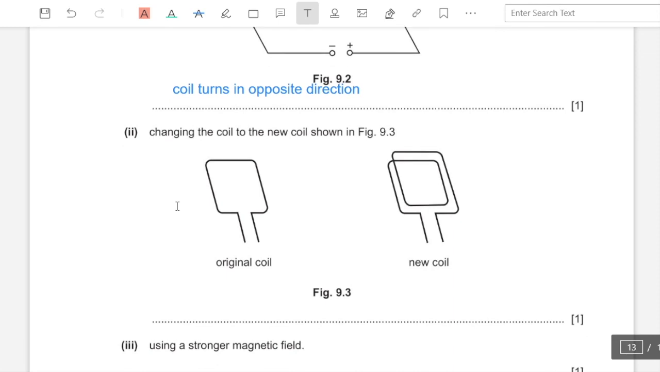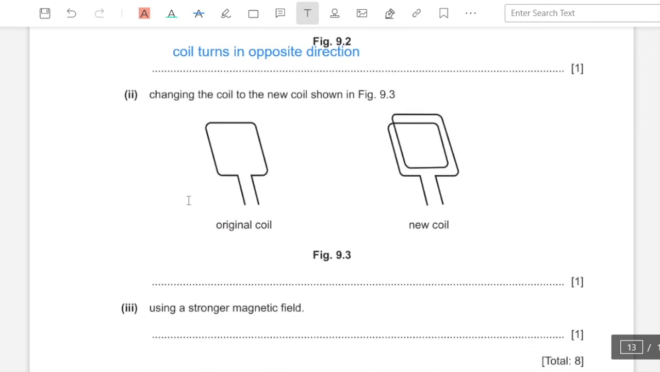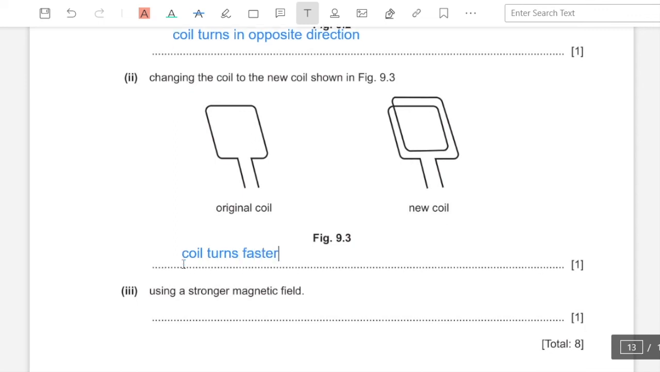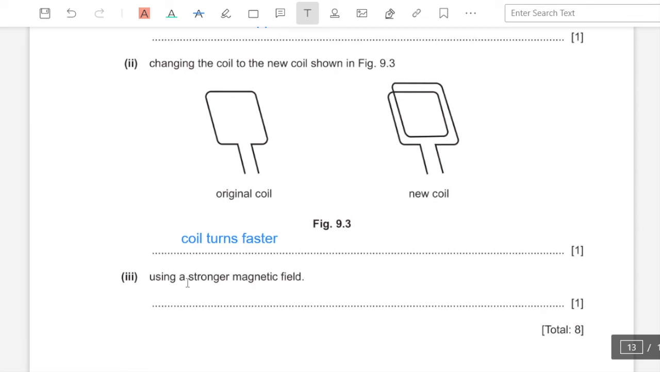2. Changing the coil to the new coil shown in figure 9.1, which means cutting a greater number of magnetic field lines, and that means the coil turns faster. 3. Using a stronger magnetic field also turns it faster.